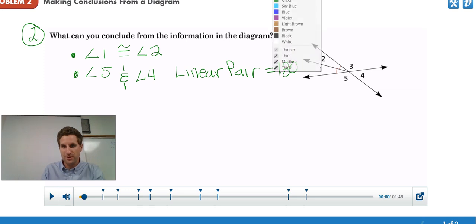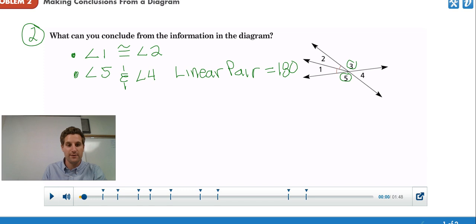Okay, what else do we have here? We also have 5 and 3 are vertical angles. If you take a look, 5 and 3 are formed by two pairs of opposite rays. So these are vertical angles.